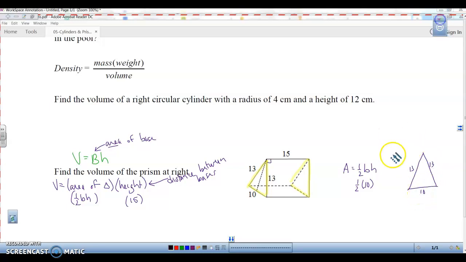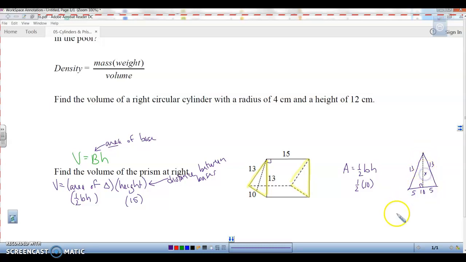So what am I dropping down when I draw this line in? I am drawing an altitude. And what does that create? Well, in an isosceles triangle, when you drop the altitude, it creates two right triangles, does it not? And what does the altitude do to the base? It bisects it. So this is going to be 5, and this is going to be 5.